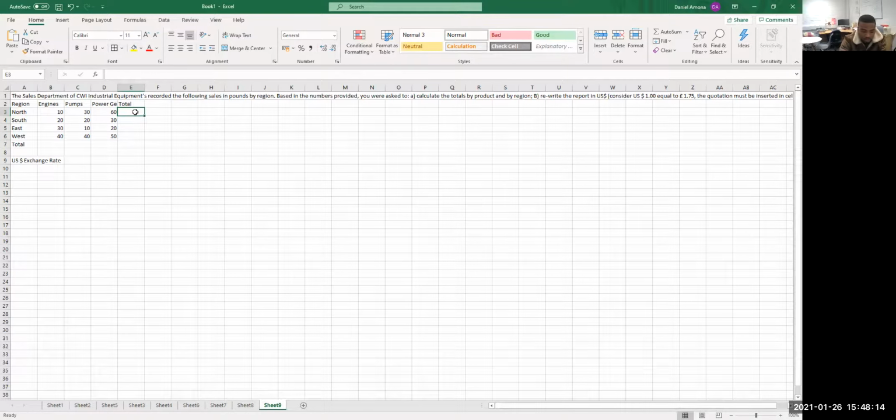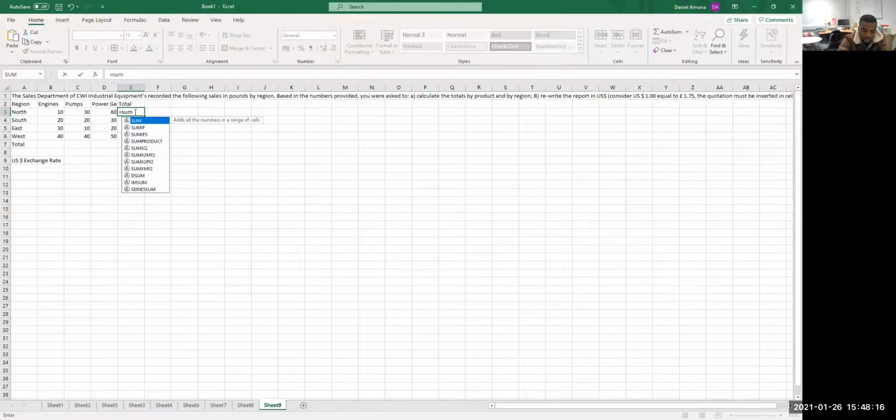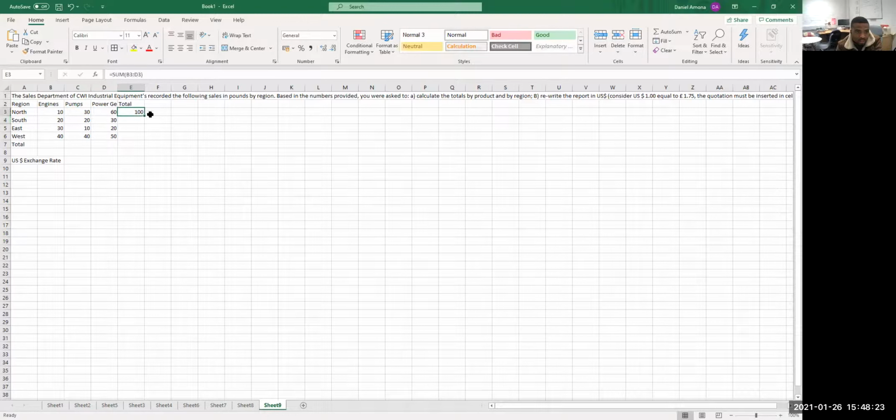Remember your formula for total. Sum, open your bracket, select this, close your bracket, enter. Same applies for them. Just draw it down. It gives you 20, 20, 30, 70, 30, 10, 20, 60, 40, 40, 50, 130.